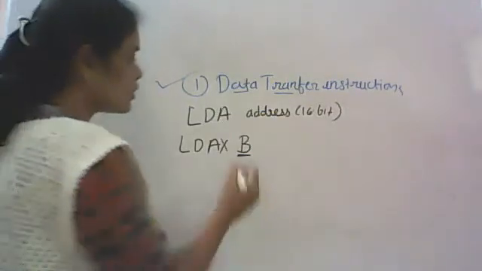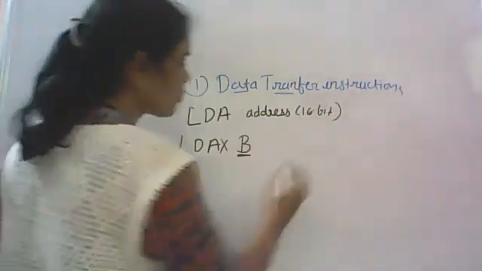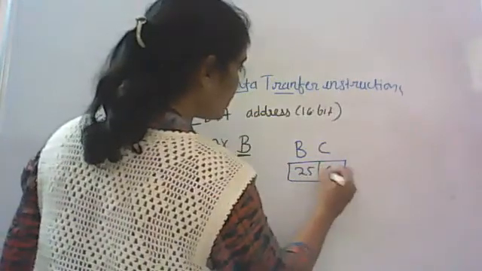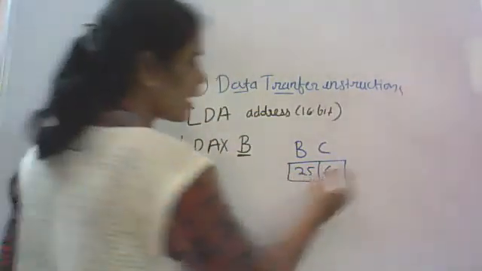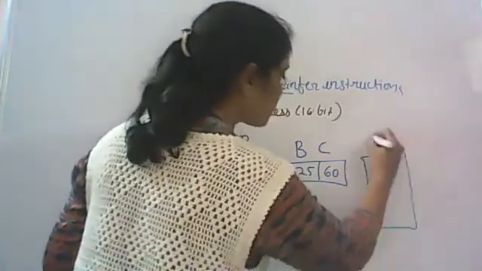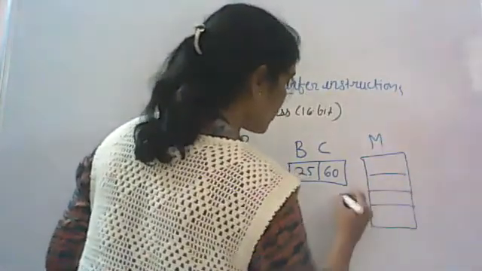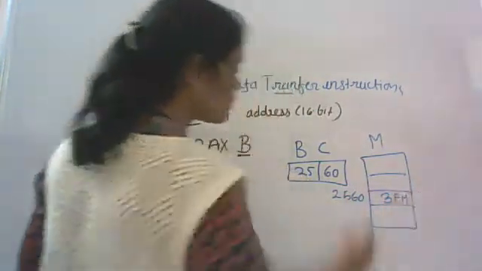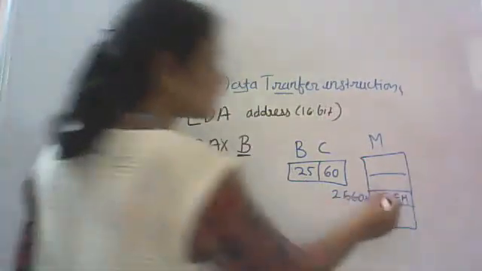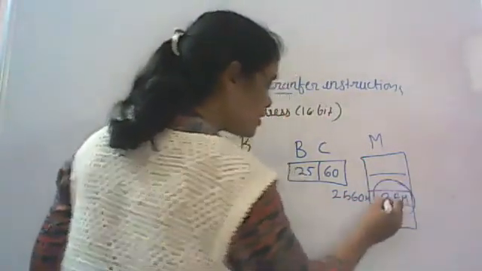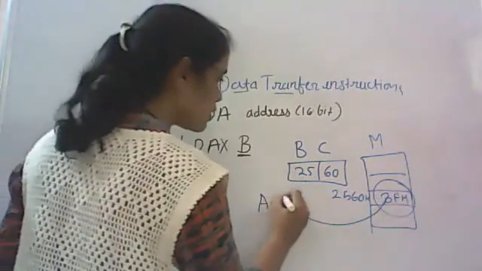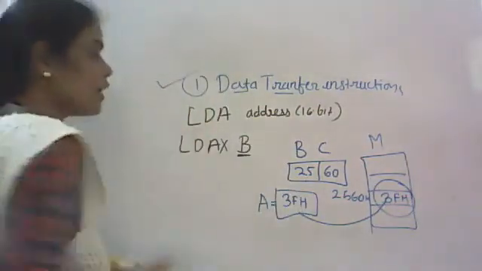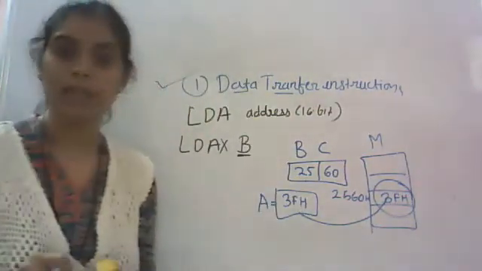See here, use here register pair BC. If B and C, this register pair contain 25 and 60. This address, see here in the memory, 2560 hex, 3F hex. This address contains 3F hex. So this data stored in accumulator, 3F hex. Okay, using this LDAX instruction.